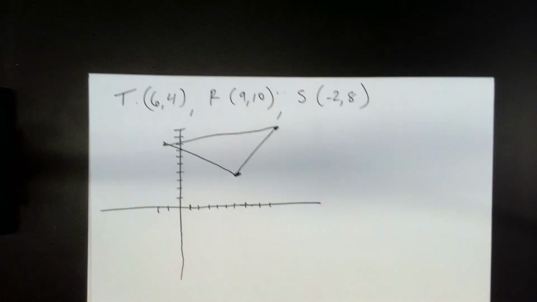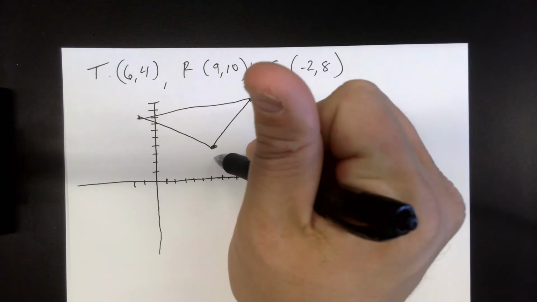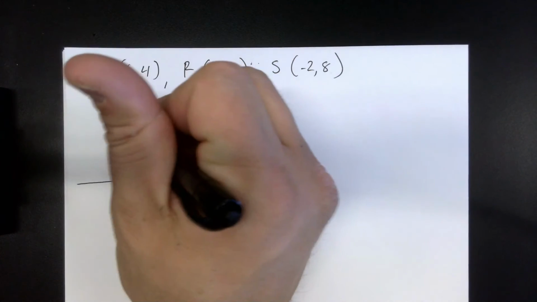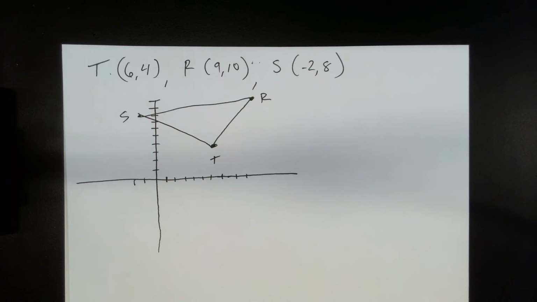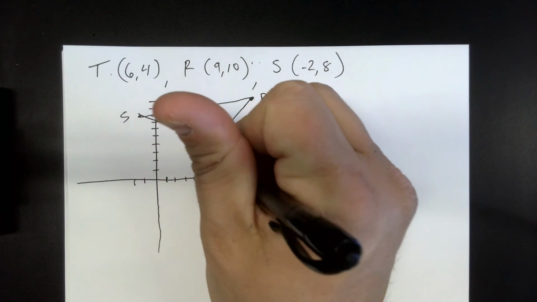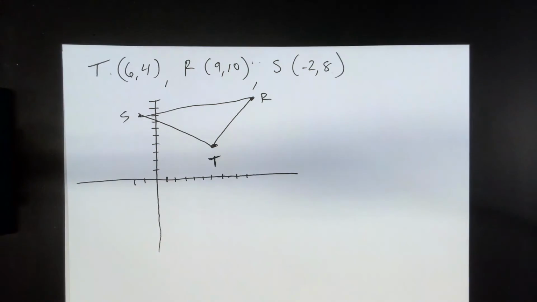Okay, there's our triangle. This is T, R, and S. First off, identify which angle looks like it could be the closest to 90. Definitely T, right? So I'm going to find the slope from S to T and the slope from R to T.